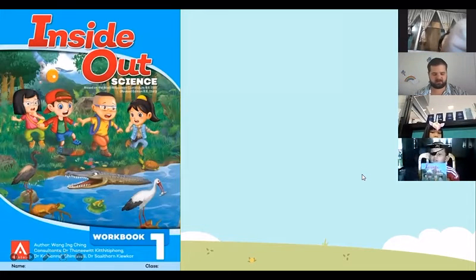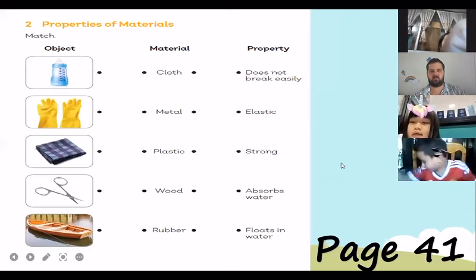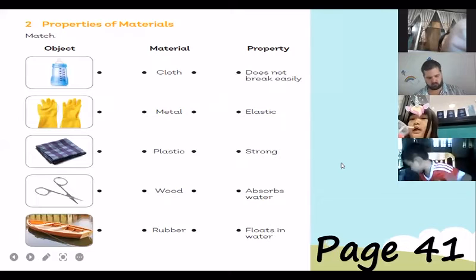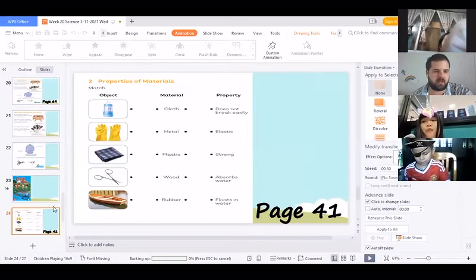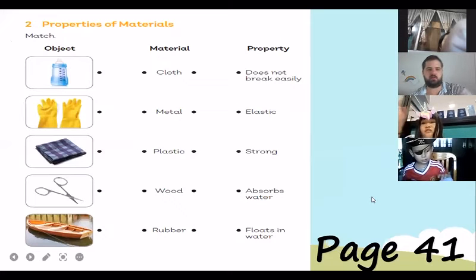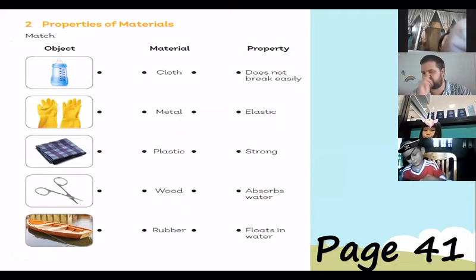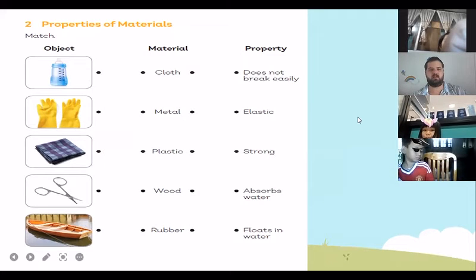Okay, in our workbook, page 40. Oh no, we were meant to do that one. I forgot to update it. It's okay. We will do page 40 next time. We're going to go straight to page 41, okay? We'll do page 40 next week. So we're going to start with page 41. Let's have a look.